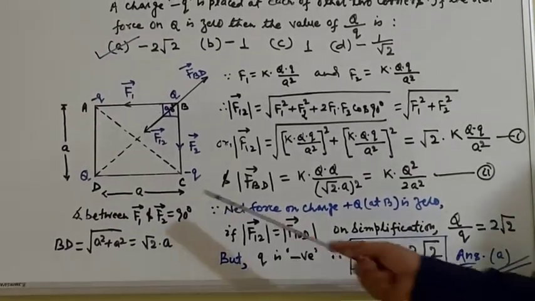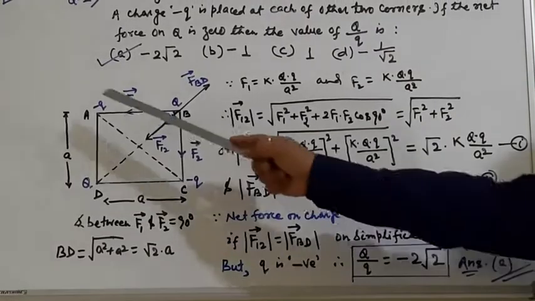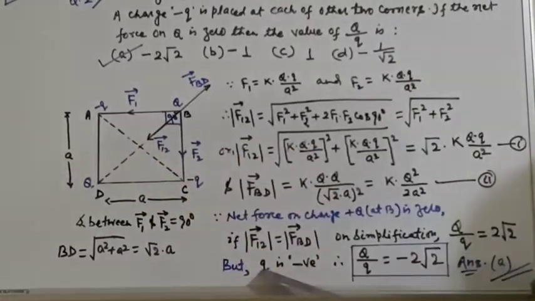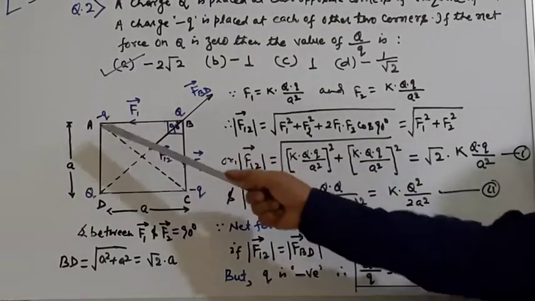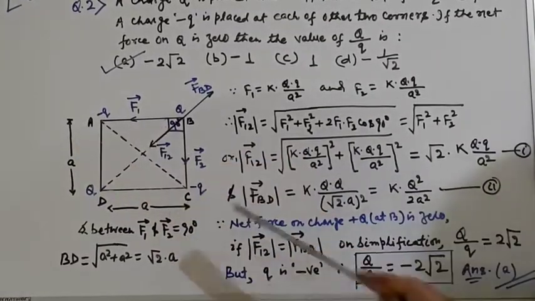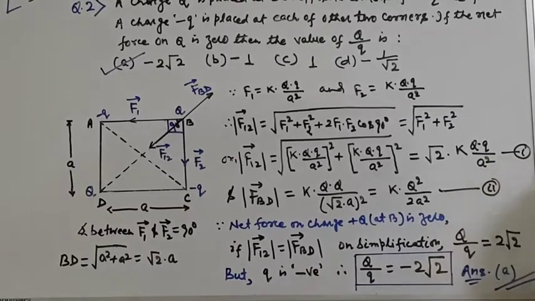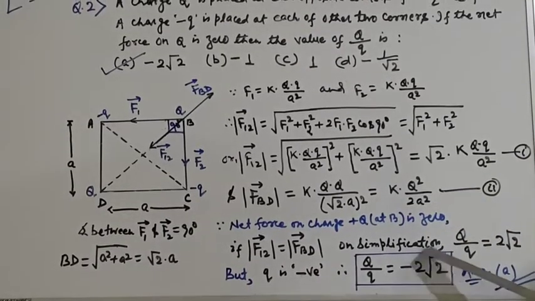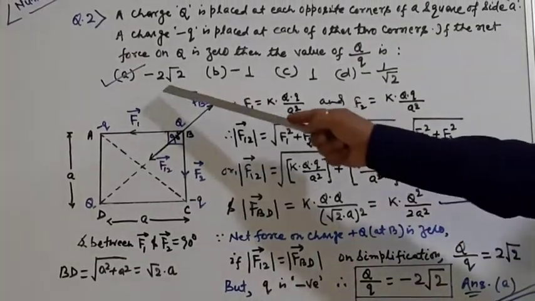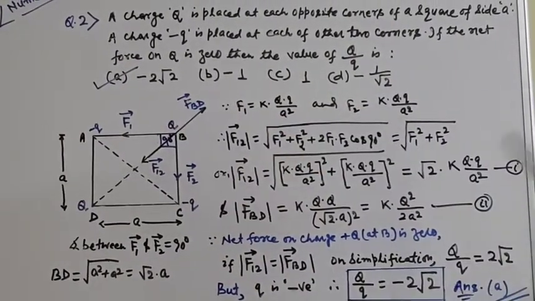But the charge at A and C is minus q, so small q is negative. So Q by q has the value minus 2 root 2. And minus 2 root 2 is option number 1. So option number 1 is correct.